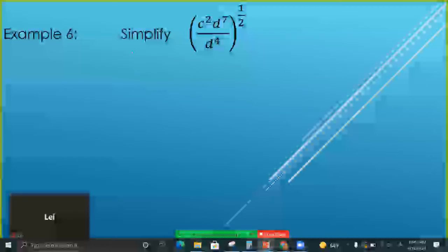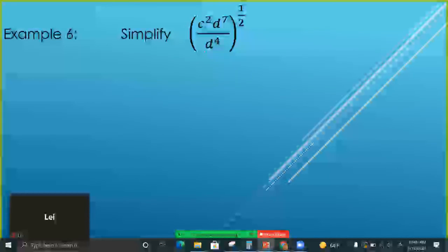Example 6. We've got c to the second times d to the seventh over d to the fourth, and it's all being raised to the 1/2 power.